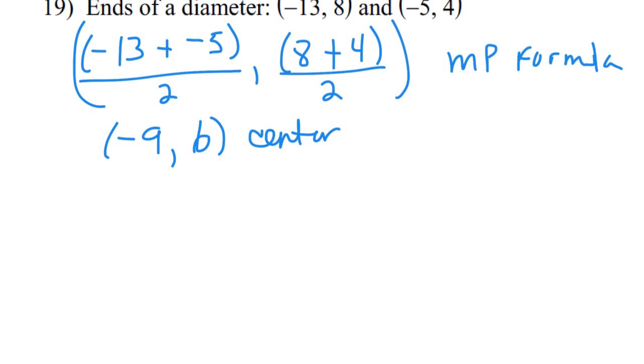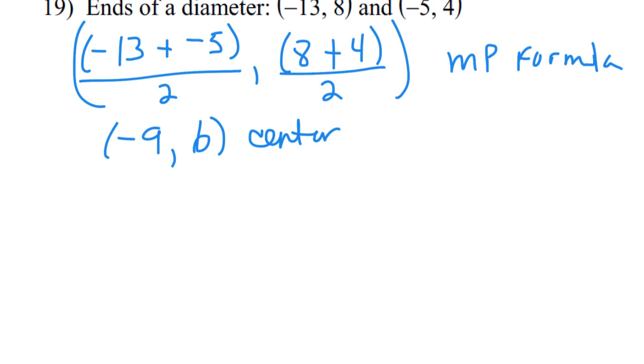So in the midpoint formula, we add the x's together, divide by 2, and we add the y's together and divide by 2. Do not get that confused with the distance formula, which is different. With the distance formula, we are going to subtract, which I'm going to show you in just a sec. So we found the center as -9, 6.